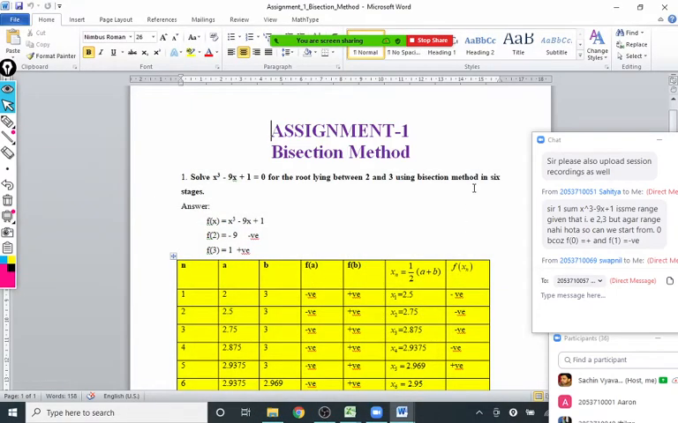Okay, so question number 1 from this first assignment on the bisection method is: solve x cubed minus 9x plus 1 equal to 0 in the interval 2, 3. Remember, it is a cubic equation. As it is a cubic equation, there will be 3 roots.